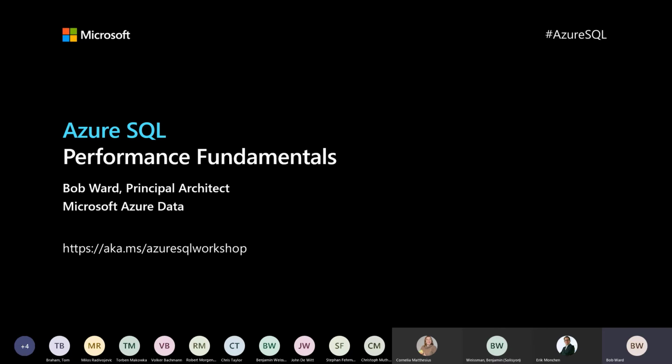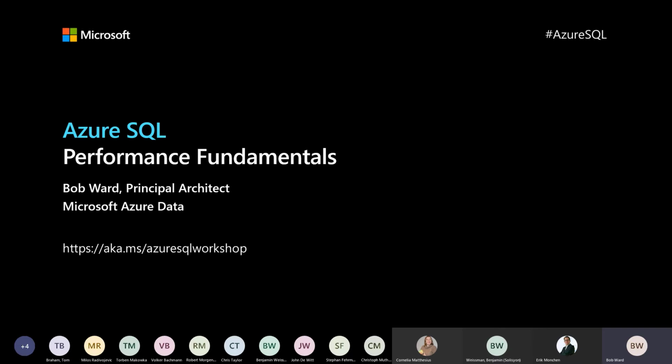Now, you're probably asking yourself, how do I get this deck, and how do I see some of the demos? Here's the good news. If you go to this website, aka.ms/azuresqlworkshop, the deck I'm showing is a subset of a module in this workshop for performance, and that includes in this module some hands-on activities.